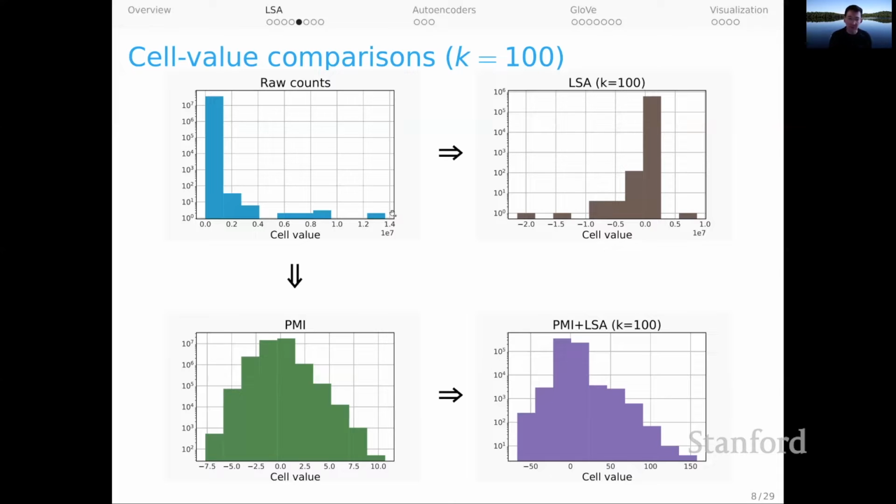However, if instead we take the raw counts and first feed them through PMI, which as we saw before, gives us this nice distribution of values, highly constrained along the x-axis, and then we run LSA, we retain a lot of those good properties. The values are somewhat more spread out, but still nicely distributed. This looks like a much happier input to downstream analytic methods than the top version here. And I think this is beginning to show that it can be powerful to pipeline reweighting and dimensionality reduction techniques.